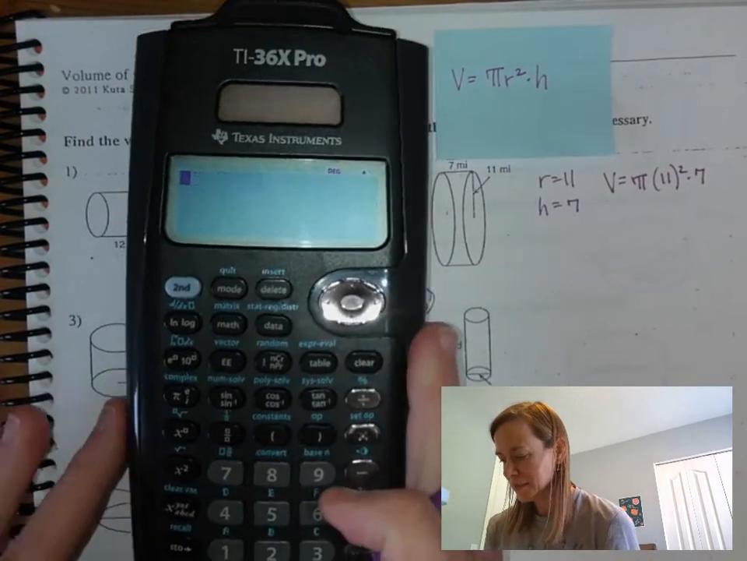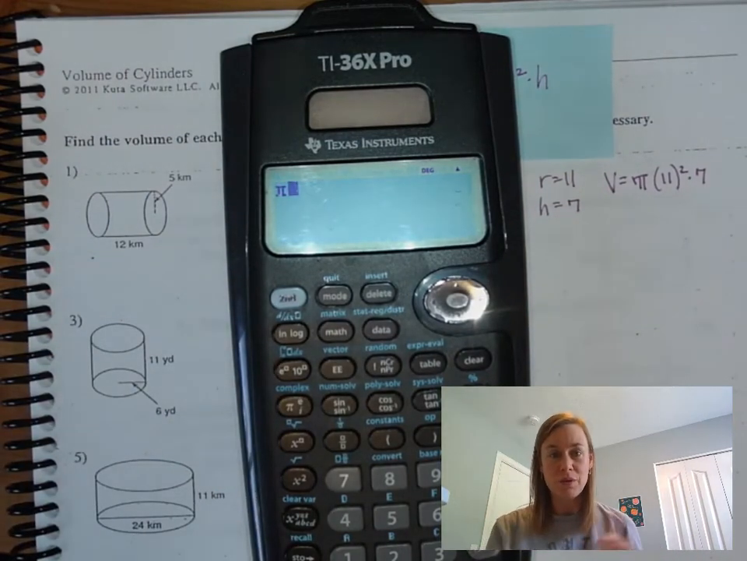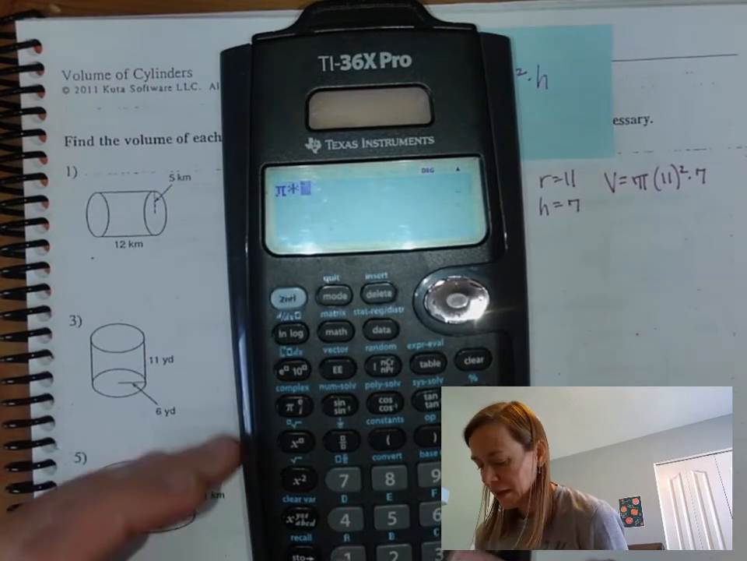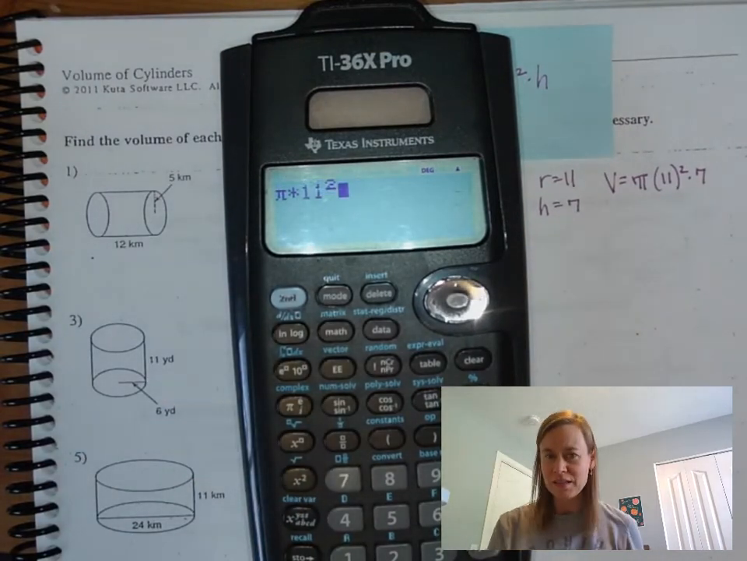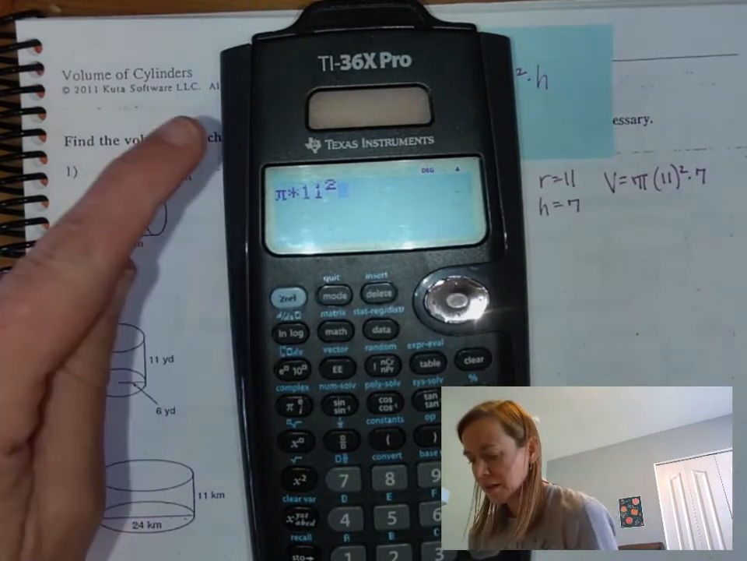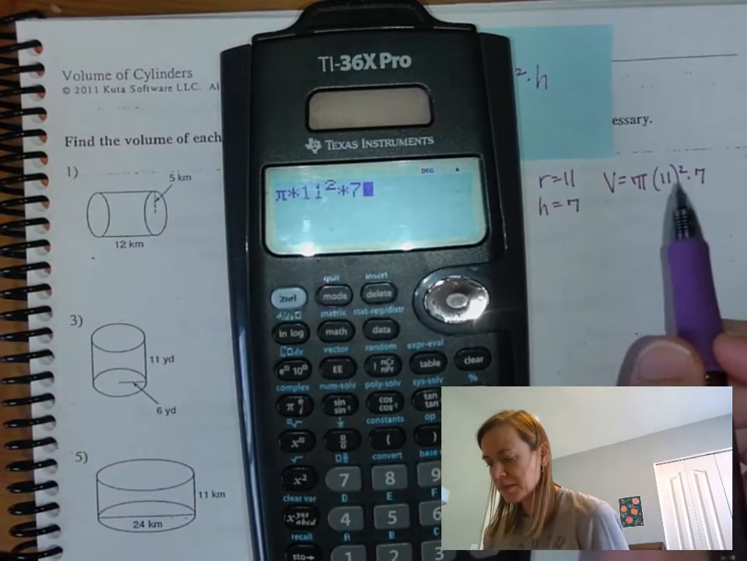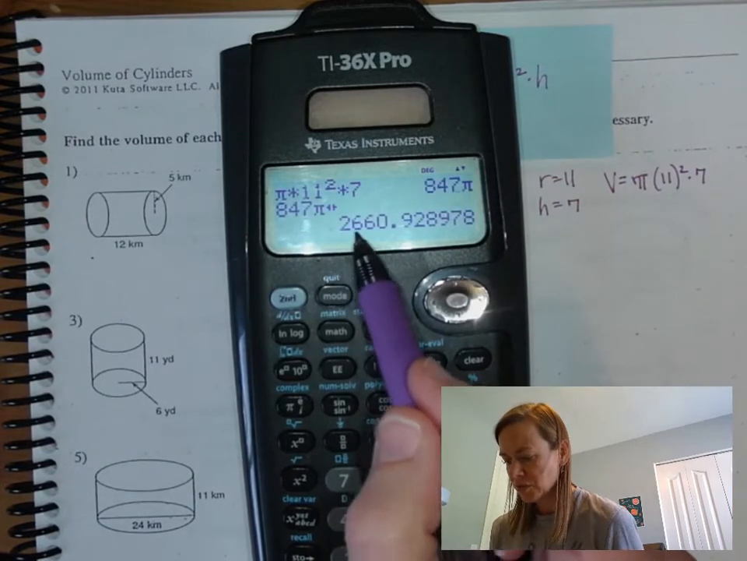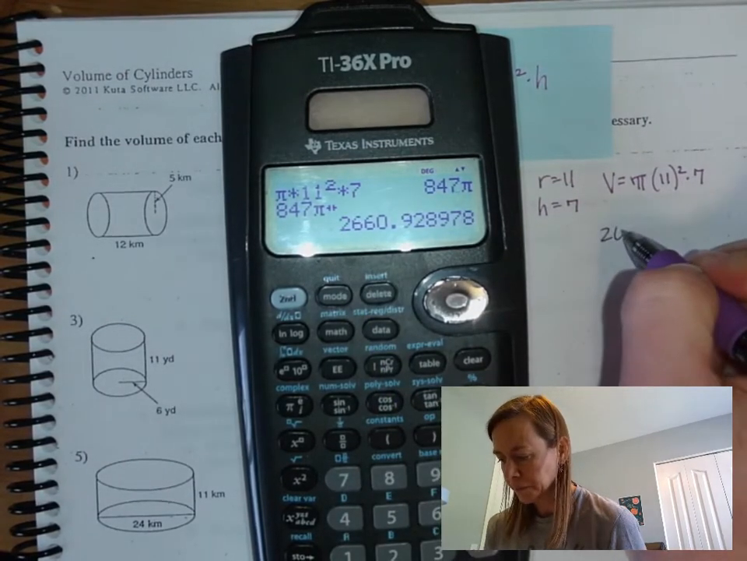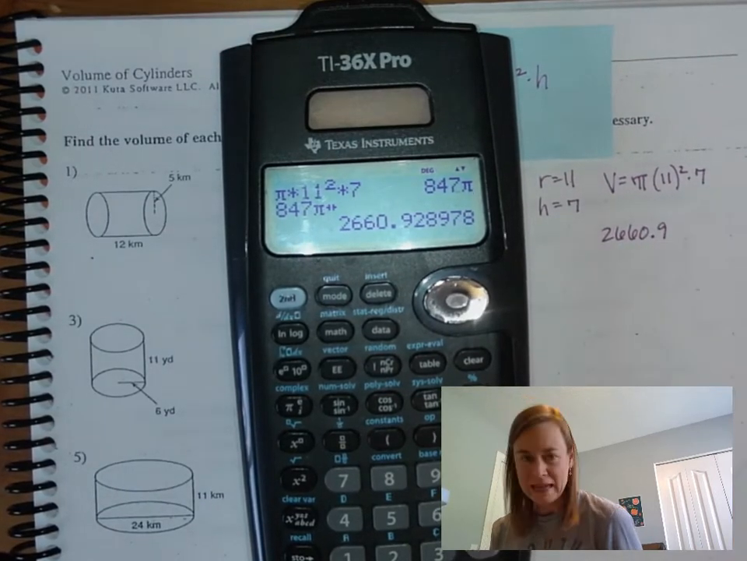So let's do this. We're going to do the pi button. If you don't have a pi button, you can use 3.14. Multiply it by 11 squared. Make sure the only thing getting squared is the 11. You don't want to accidentally square the pi also. You have that, and then you're going to multiply it by the height. So pi times 11 squared times 7 equals 2,660. And we're going to round to the nearest tenth here, so I'll just put 0.9.